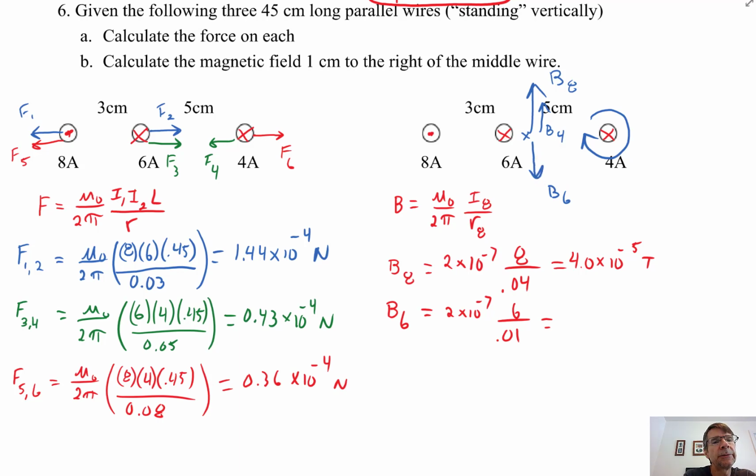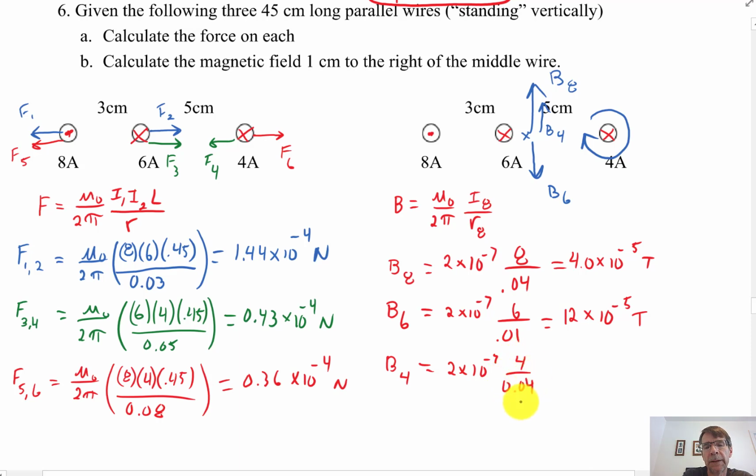Switch back to red. So B6 comes out to be 12 times 10 to the negative 5th Tesla, putting it in the same magnitude with the exponents. B4 is pretty easy to calculate because it's the same as B8, only it's 4 over 0.04. So it's half the current, so it's going to be half the answer, 2.0 times 10 to the negative 5th Teslas.